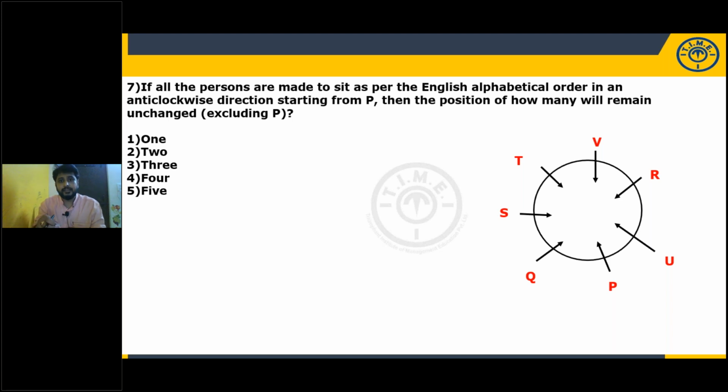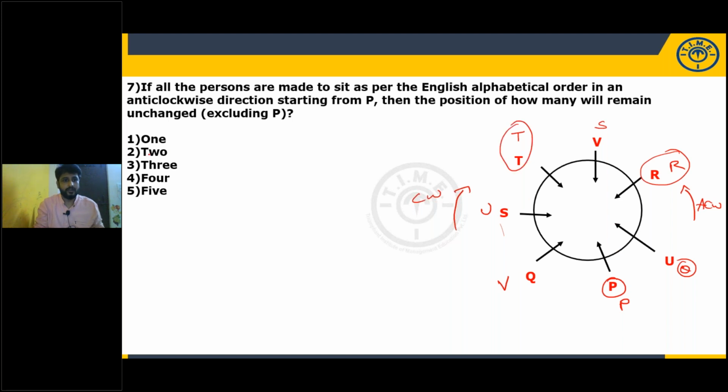We have to arrange the persons in the alphabetical order in anti-clockwise direction. As you know, this will be clockwise direction and this is anti-clockwise direction. And now starting from P, we have to arrange them in alphabetical order. So how many will remain in the same position? So starting from P, P, Q, R, S, T, U, V. So how many remained excluding P? So R remained in the same position, T remained in the same position. Answer is 2, choice is also 2.